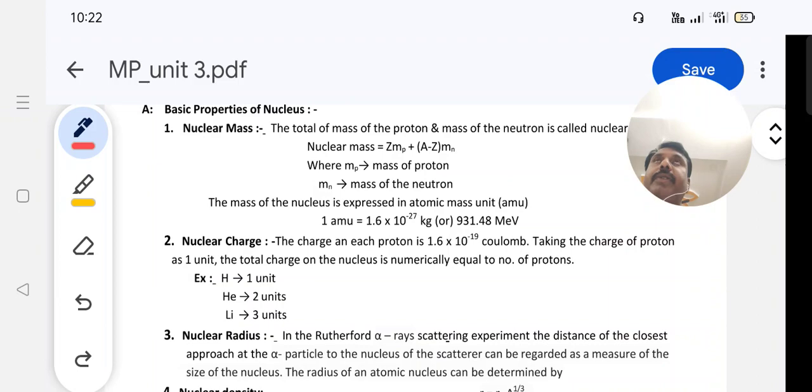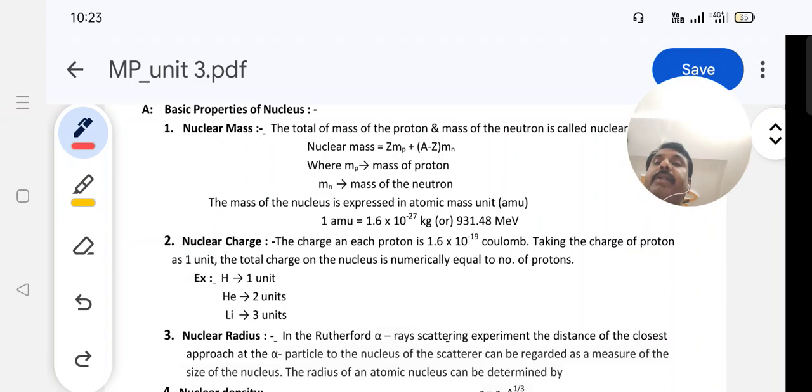Coming to the constituents of the nucleus, in an atom, electrons revolve around the nucleus and the entire positive charge is concentrated inside the nucleus. We have all the protons and neutrons inside the nucleus, and electrons, the negatively charged particles, revolving around the nucleus. So when we consider the properties, we have to consider the neutrons and the protons.